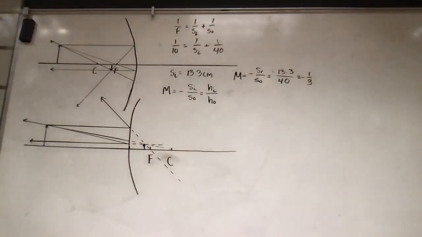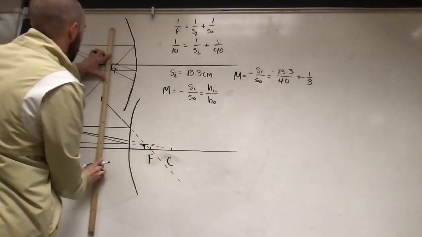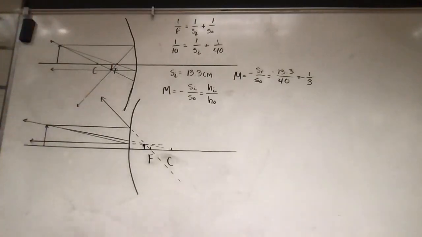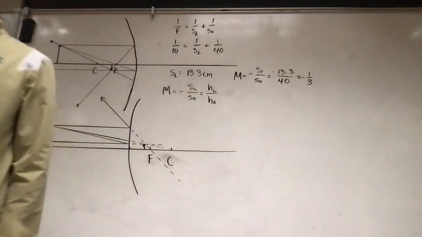So I should be 1/3, and since it's negative, it's inverted. If I take a look, I should be at about 3 centimeters tall here. I'll measure from 20, and look at that, right about 23. So that's pretty good. If I wanted to find the height, I would just take that 1/3, multiply it by the object height, same idea.